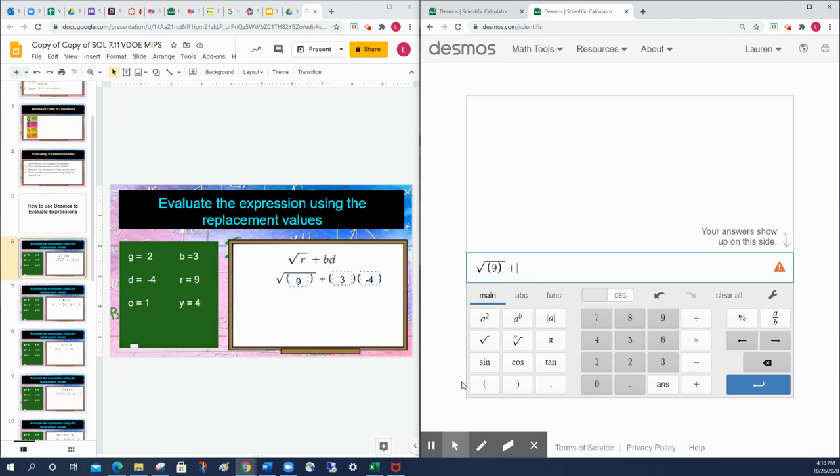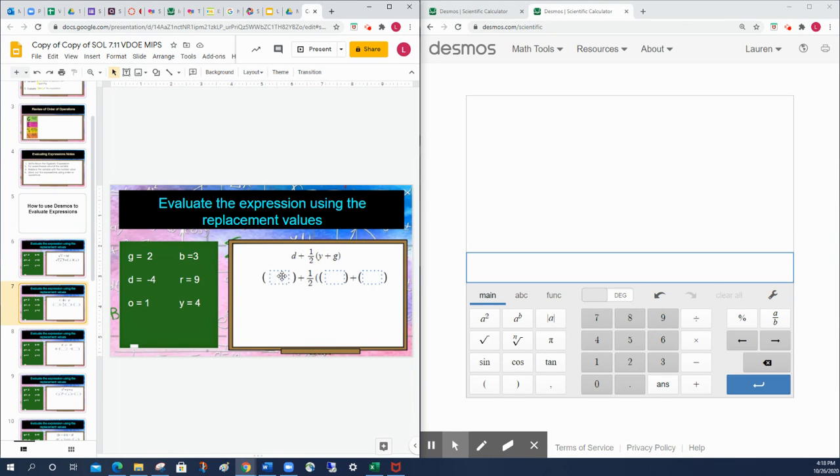All right, plus parenthesis 3. Remember, we want to use those parentheses to show that substitution. And there we go, negative 9. So it's the same thing we would have gotten if we solved over here. Let's hit clear all and do another piece.